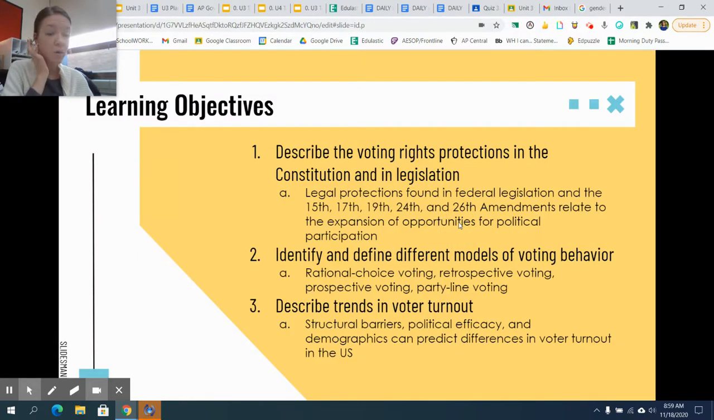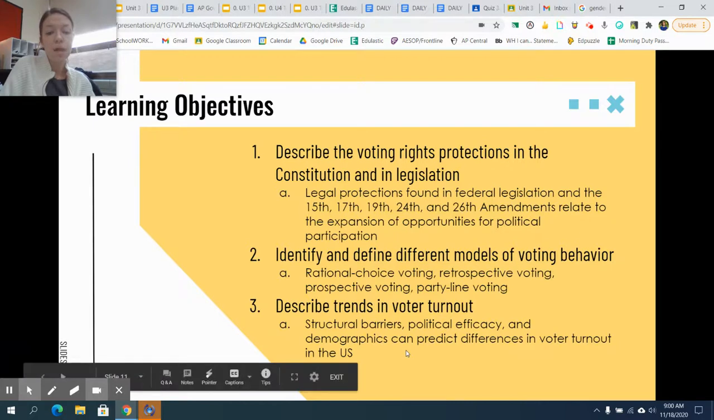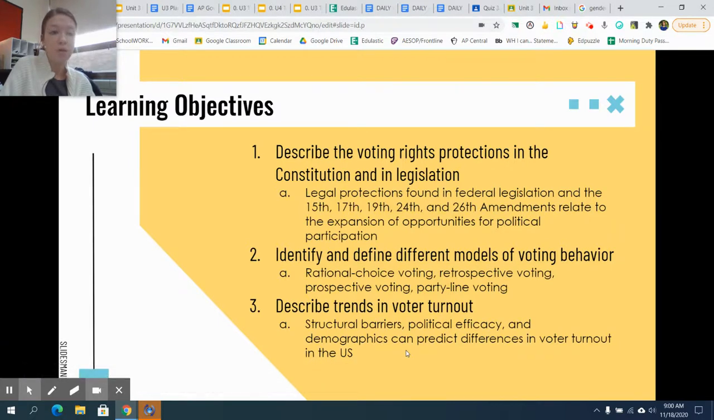All right, guys, so that was a lot. I apologize, but I wanted to get through all of that so we can talk about these in class. So you're going to describe the voting right protections in the Constitution and in legislation, identify and define different models of voting behavior, and describe trends in voter turnout over time.